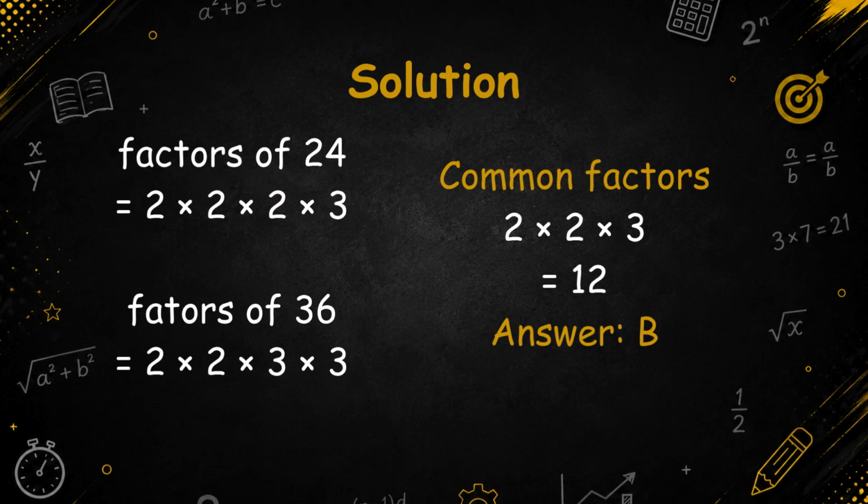The common prime factors are 2, 2, and 3. Their product is 12. So, the highest common factor of 24 and 36 is 12.